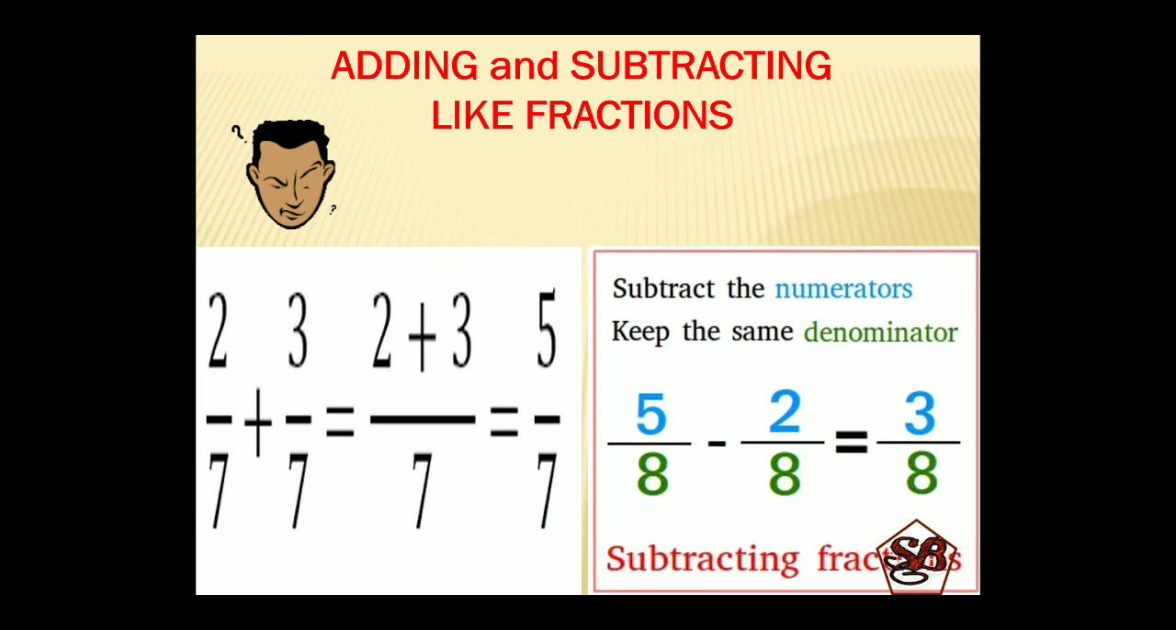Let's take another example. Now this is the subtracting of like fractions. Subtract the numerators, keep the same denominator. Same denominator, 8. 5 minus 2 is 3. So the answer is 3 by 8.